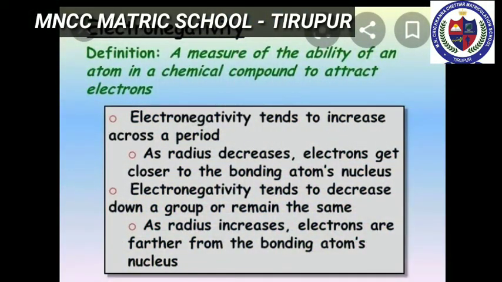Next, let's learn about electronegativity. Electronegativity of an element is the measure of the tendency of its atom to attract the shared pair of electrons towards itself in a covalent bond.